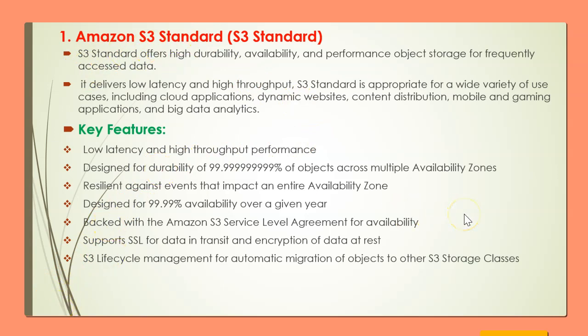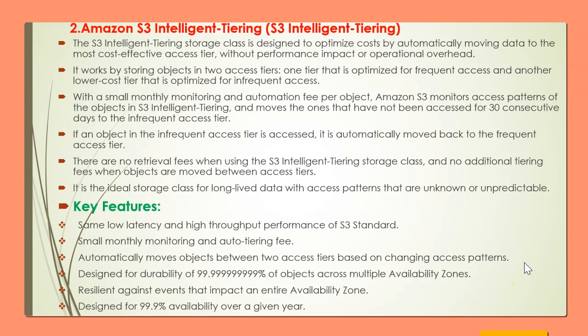So let's move on to the next storage class. The second one is Amazon S3 Intelligent-Tiering. As its name suggests, it's intelligent tiering. It keeps your cost low by moving your infrequently accessed objects from one class to a different class. The S3 Intelligent-Tiering storage class is designed to optimize cost by automatically moving data to the most cost-effective access tier. So there is no performance impact or operational overhead as well. There is no manual task.